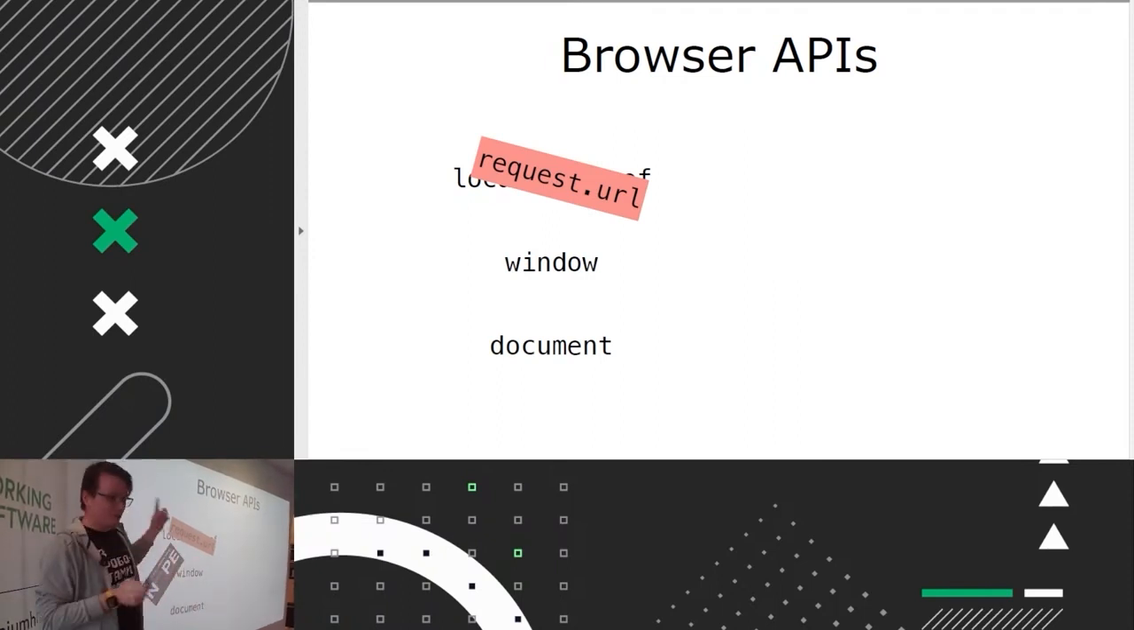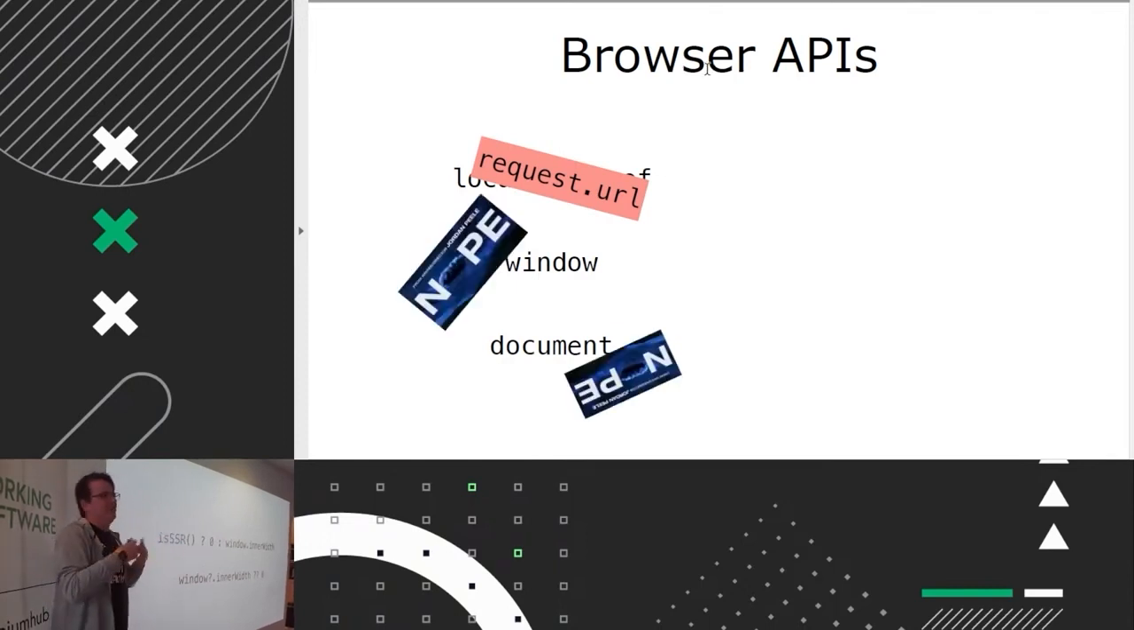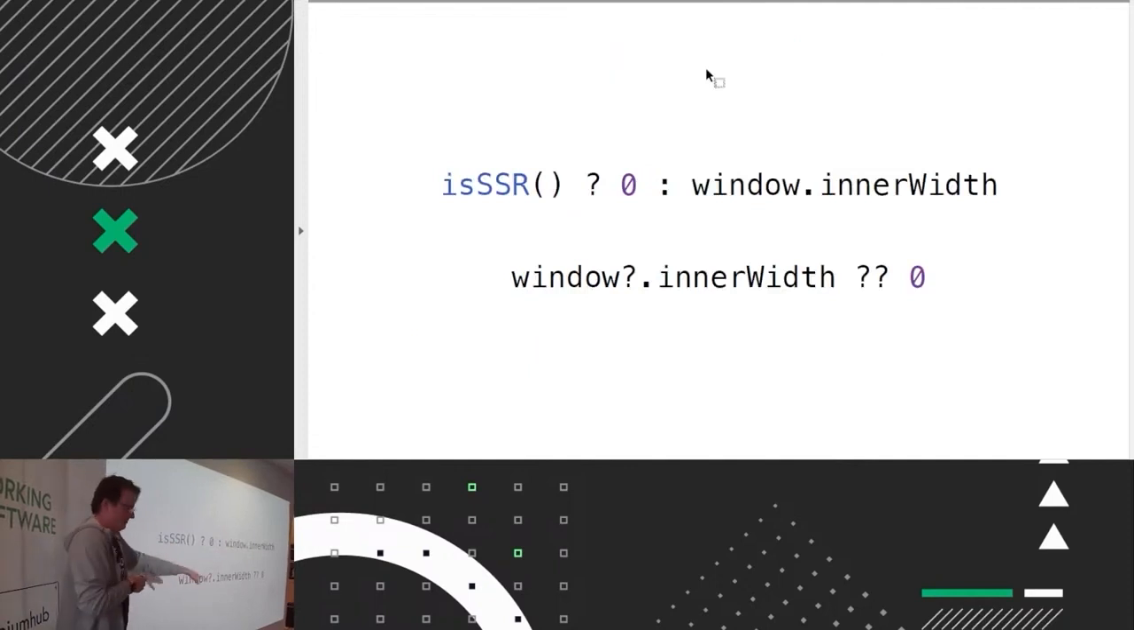So there is no window, there is no document. There are ways to work around it, but the most straightforward is just to check if there is a window, either with a fancy function that basically always falls on a server, or by using Elvis operators and all that. Elvis operator, for those who don't know. So with that, we solve the problem of browser APIs. We have some defaults or checks for them.